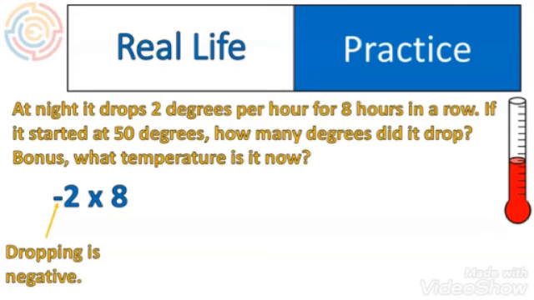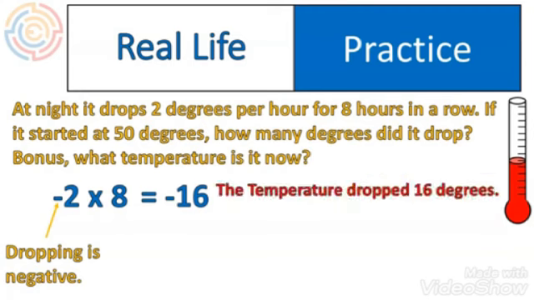But because this is a lesson on multiplying, hopefully you did use multiplication. You recognize that dropping 2 degrees per hour for 8 hours is -2 times 8. You could have also written this as 8 times -2, and that would also be correct. Both ways, you'll get the final answer of -16. Then, you can say the temperature dropped 16 degrees. That is the answer to the first question.